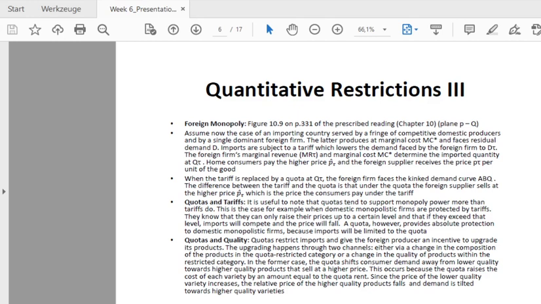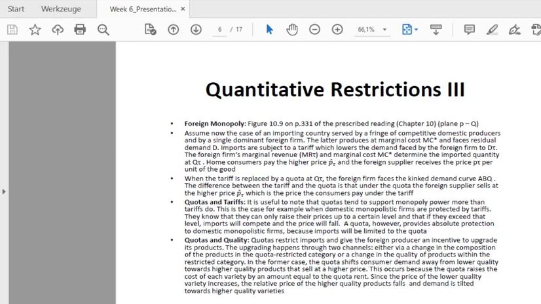When this tariff is replaced by a quota at the import quantity Q tau, the foreign firm faces the kinked demand curve above ABQ. The difference between the tariff and the quota in this case is that under the quota, the foreign supplier sells at the higher price, P hat tau, which is the price the consumers pay under the tariff.